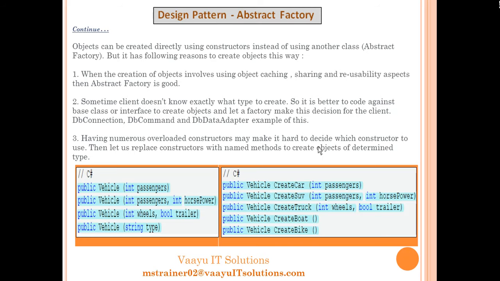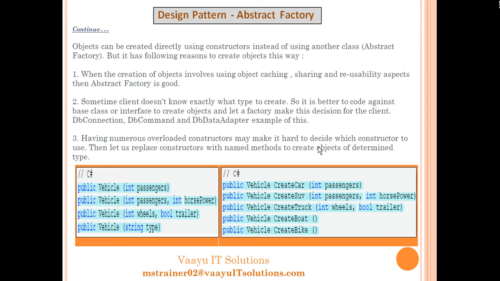Number two, sometimes the client doesn't know exactly what type of object to create, what classes to use. So it is better to code against a base class or interface to create objects and let a factory make this decision for the client. How will the factory know? Based on the context parameters which you pass.